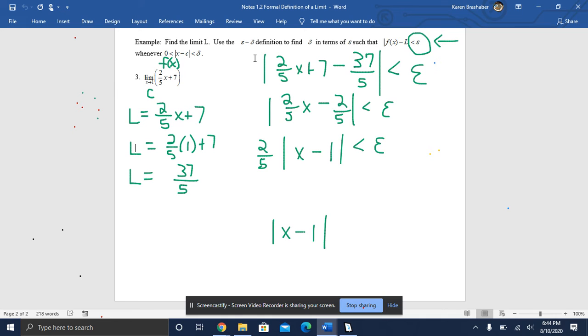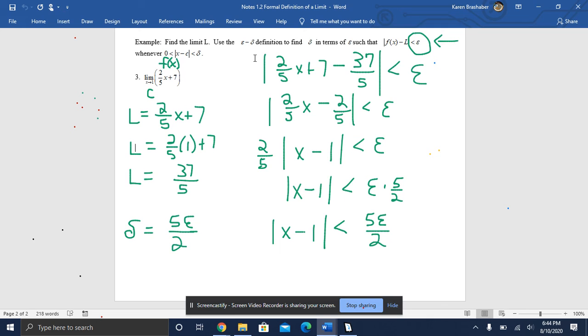And then to get rid of the 2/5, we can multiply both sides by the reciprocal. And so if you multiply by the reciprocal on both sides, then you'd have the absolute value of x minus 1 is less than epsilon times 5/2. So we reached our goal of having x minus c. So that means that our delta for this problem is 5 times epsilon/2.